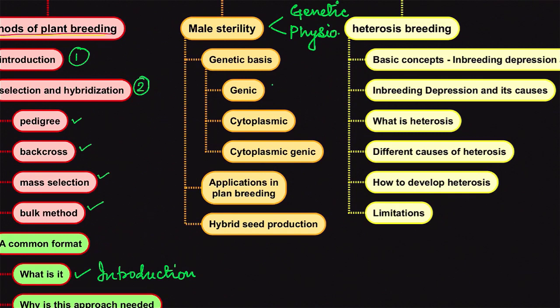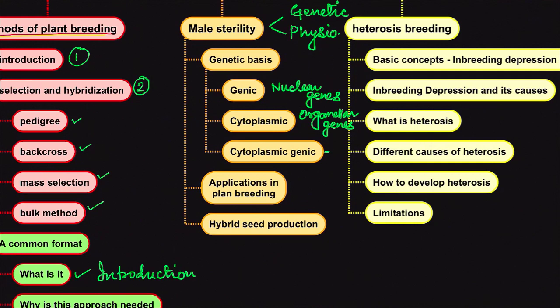Genic, that means it is based on nuclear genes. Cytoplasmic, it means it is based on organellar genes, to be precise mitochondrial genes, and cytoplasmic genic, where male sterility is often caused by the organellar genes and restorer function is located within the nuclear genome. Each method you have to explain clearly.